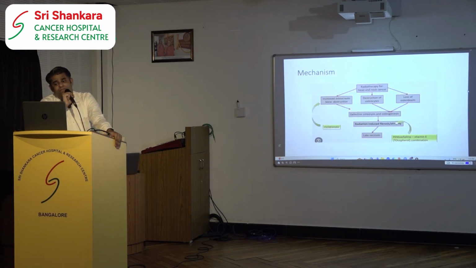So how does it act? When you give radiation, there is destruction of the osteocytes, loss of osteoblasts, defective osteolysis, osteogenesis, radiation-induced fibrosis and atrophy. Late necrosis can occur. What does pentoxifylline do? It is a vasodilator. Vitamin E is an antioxidant. Clodronate is a bisphosphonate. It decreases osteoclastic bone destruction.